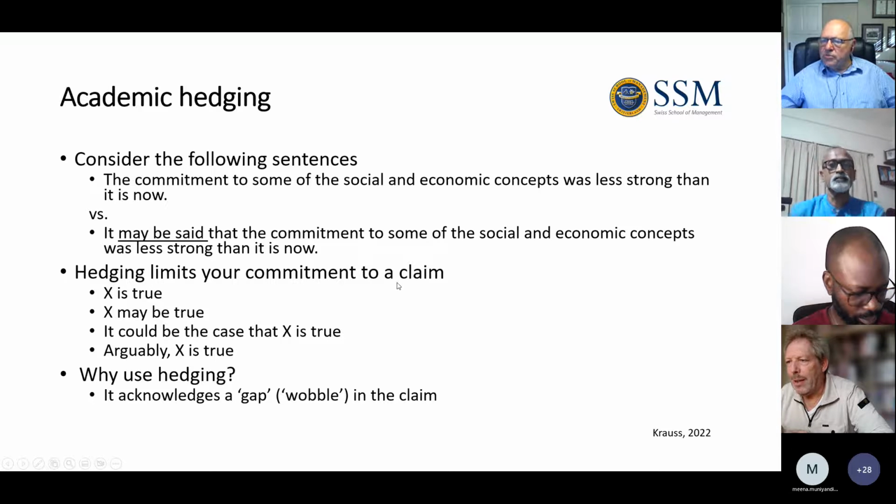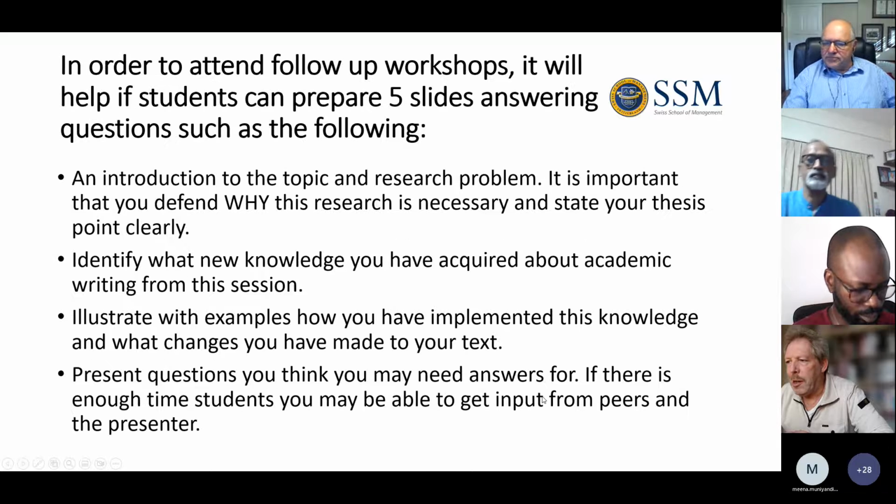So hedging limits your commitment to a claim. "X is true": you cannot say that. Maybe if you've got the evidence, you can say it, absolutely. But if you cannot, then you can say X may be true, or it could be the case that X is true, or arguably X is true. So it acknowledges a sort of wobble in the claim.